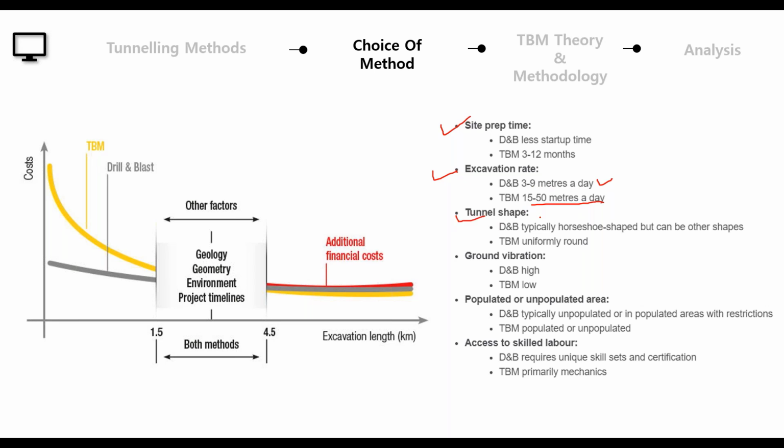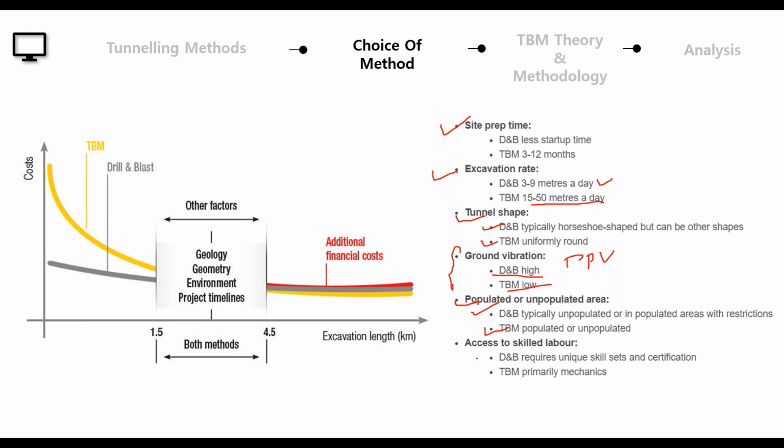And then what tunnel shape would you want to have, because TBM would give you a much more uniform cross section of the tunnel, but drill and blast would typically give you a horseshoe shape, which requires treatment at later stages. And then where you are currently working, whether it's a populated or unpopulated area: you are a lot more restricted in using the drill and blast method in a populated area. In such cases you can use the TBM approach or the NATM approach. And what kind of ground vibrations are allowed during construction, measured by peak particle velocity, determines whether you can adopt drill and blast or the TBM approach.